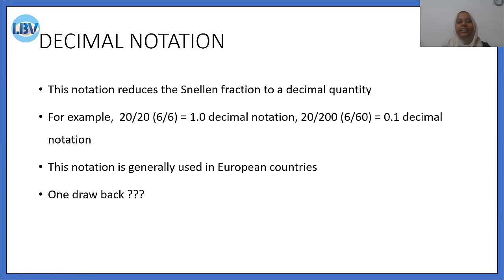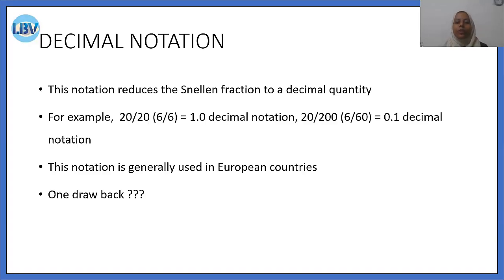So moving ahead, another notation is the decimal notation, which is not frequently used. Maybe at some places you might see this. This is a very simple notation. You just reduce the Snellen fraction or the feet fraction to the decimal quantity. So if it is 20 by 20, you get 1.0 in decimal. If it is 6 by 6, you get 1.0. If it is 20 by 200 or 6 by 60, you get 0.1. That is simple division. You just have to get the value in decimal and nothing else.